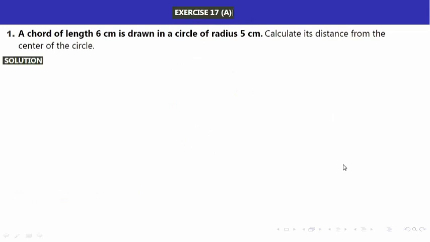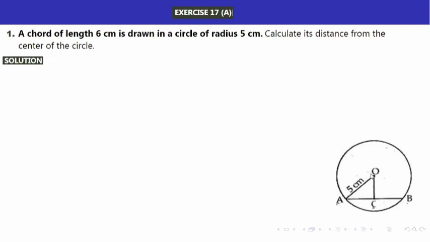Right, so having understood the theorems, let's take a few problems from your first exercise, that is exercise 17A. The question says a chord of length 6 cm is drawn in a circle of radius 5 cm. So there's a circle whose radius is 5 cm and a chord of length 6 cm is drawn. Here AB is the chord, so its length is going to be 6 cm.